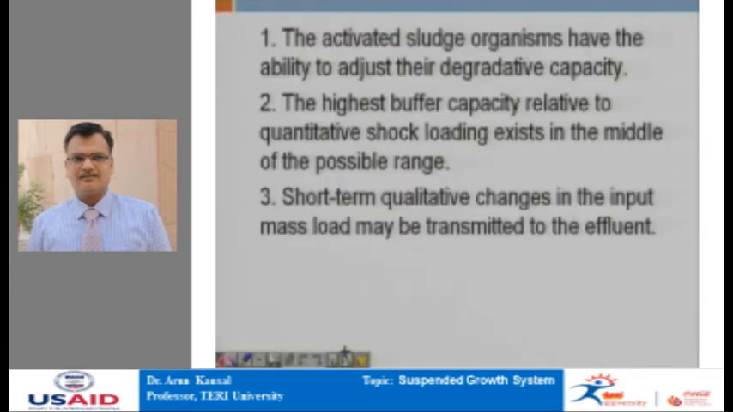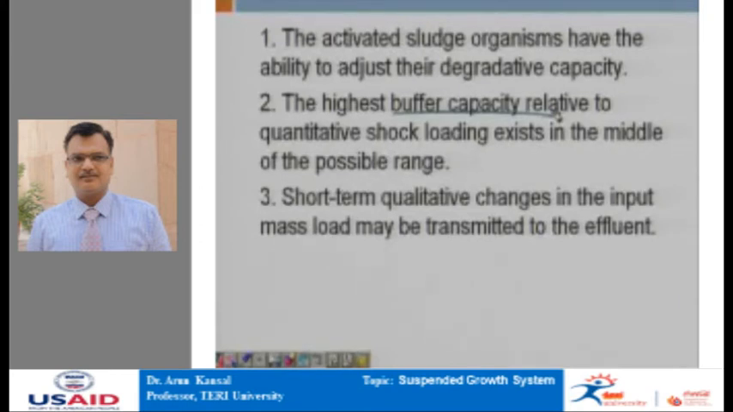activated sludge organisms have the ability to adjust their degradative capacity. The highest buffering capacity relative to quantitative shock loading exists somewhere in the middle of the possible range, because if we work at around 50%, that is the middle, then it has the largest buffering capacity for shock loading, which can be on either the increasing side or the decreasing side.